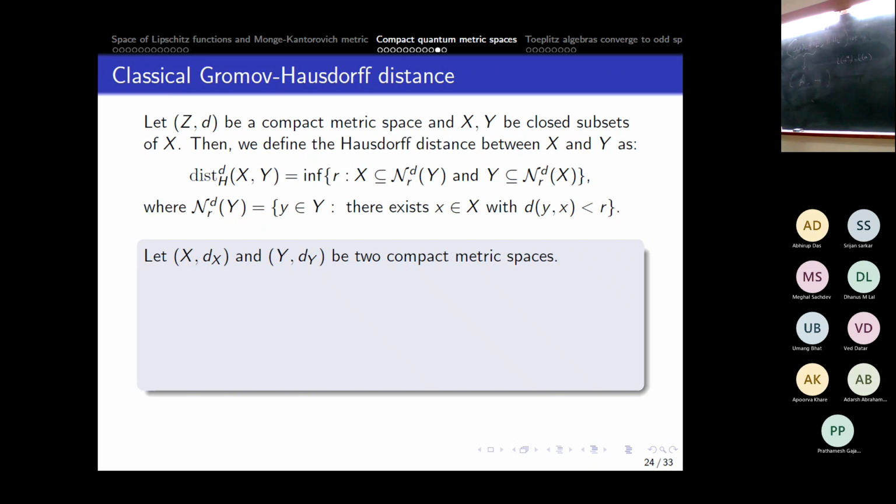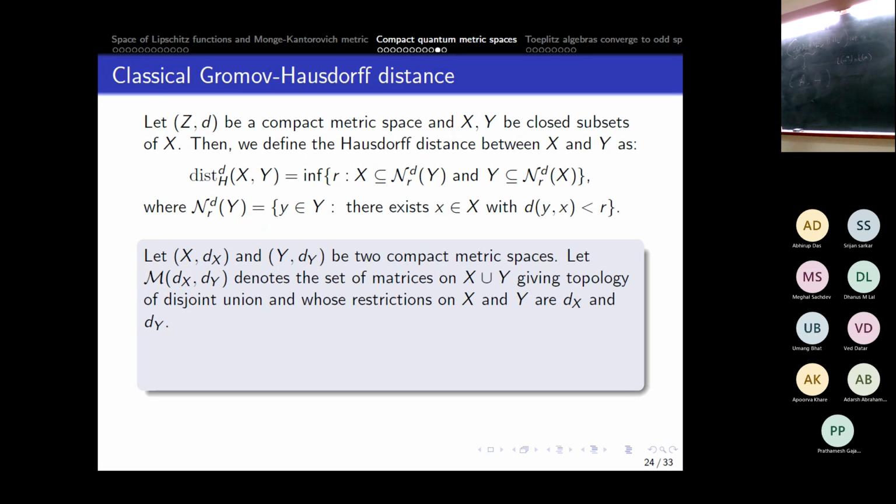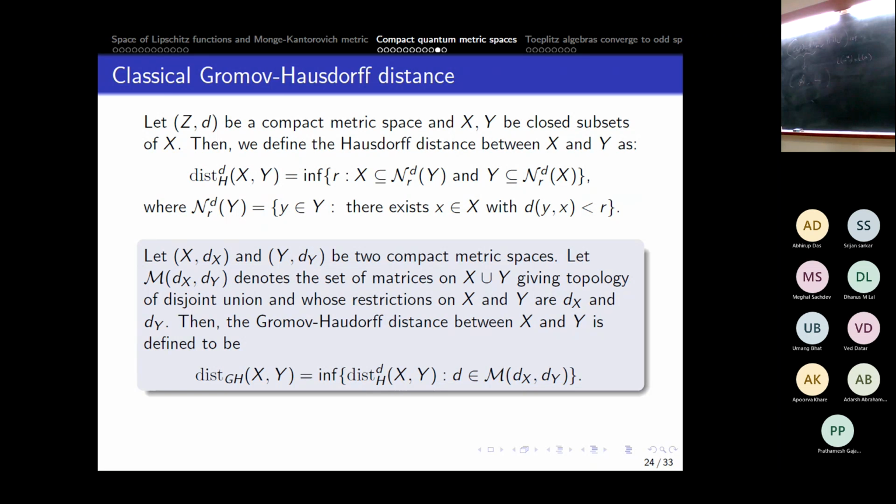What if we have only two compact metric spaces? Can we define some kind of distance between them? Is there a bigger space they are sitting inside? Surely we can take the disjoint union. On the disjoint union, we can give many metrics, but let us take only those metrics whose restrictions on X and Y are dX and dY. And now for every metric in this set M(dX, dY), there will be the Hausdorff distance between X and Y. Just take the infimum of those, and that is what is called the Gromov-Hausdorff distance.